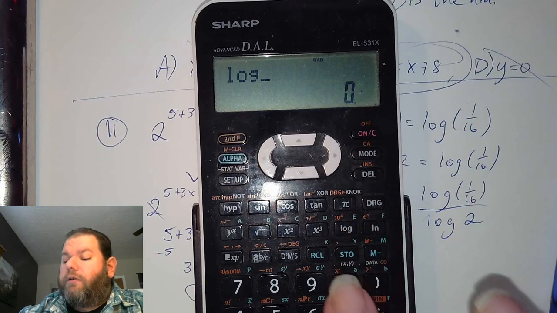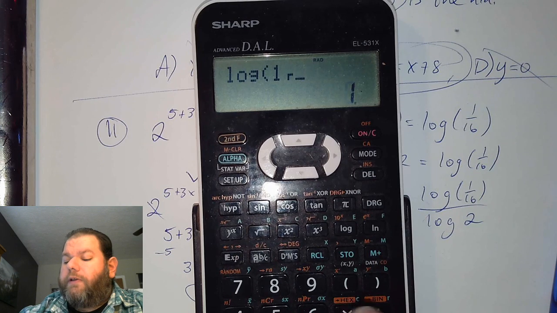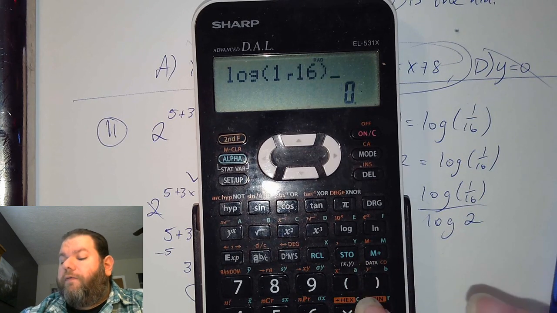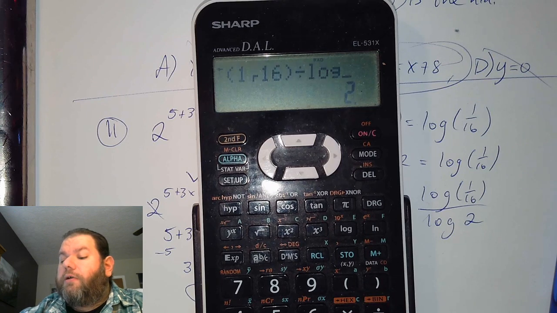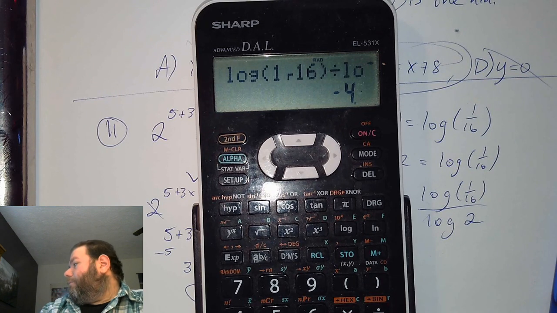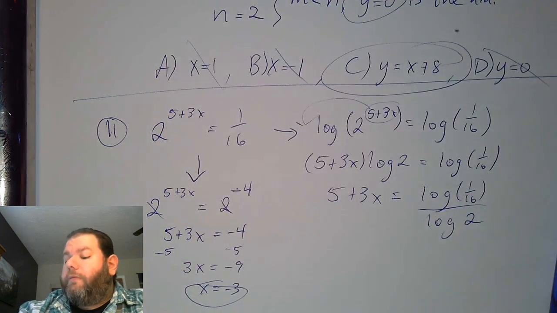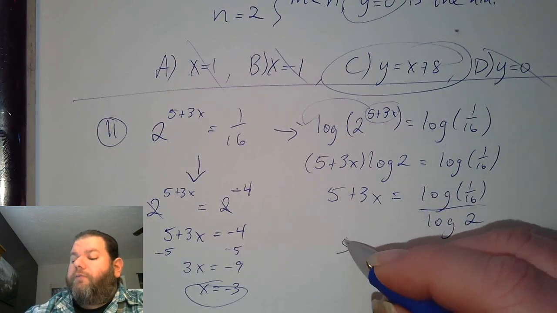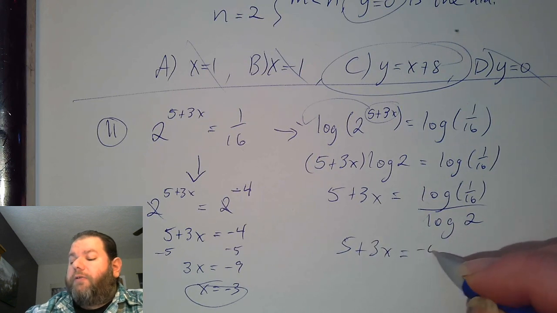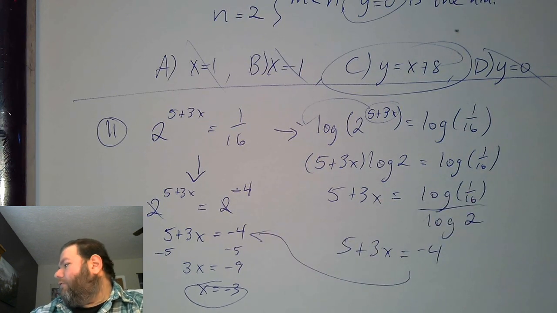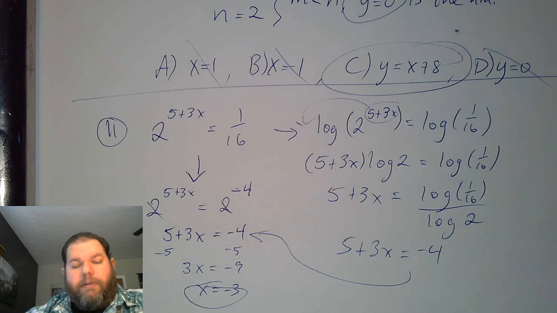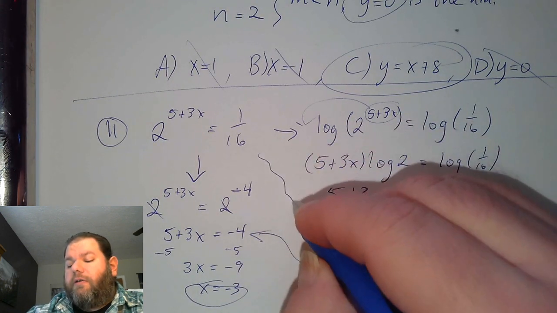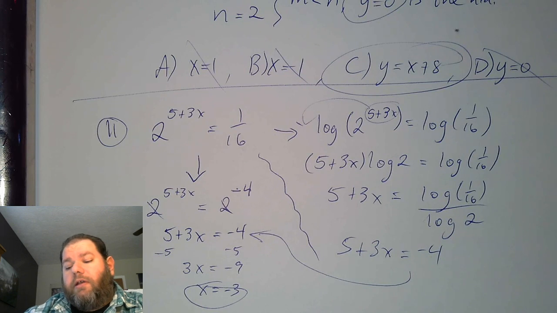So log of 1 over 16 divided by log 2 comes out to be negative 4. Which is great, because if we get 5 plus 3x equals negative 4, then we go right back to that step. And we get the same answer, negative 3. So there are a couple of different ways we can use to solve that. Neither are terribly long, but it just depends on what you prefer at that point.